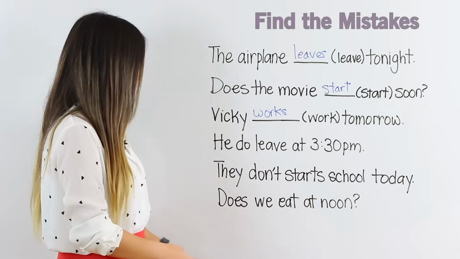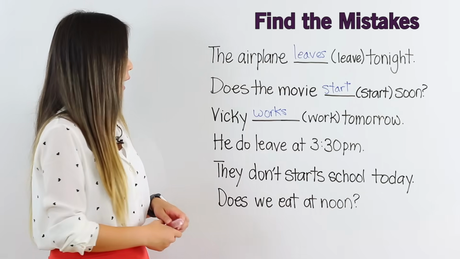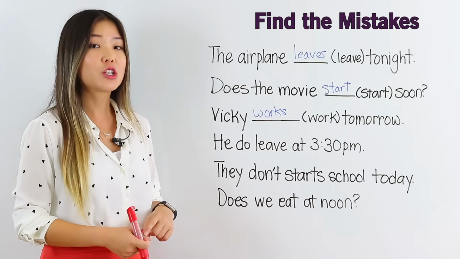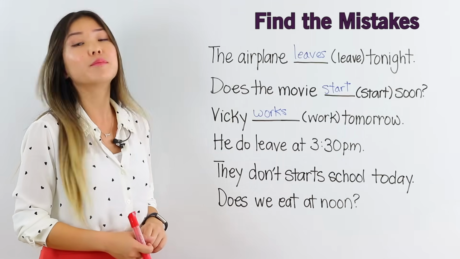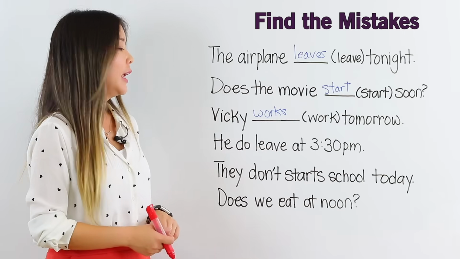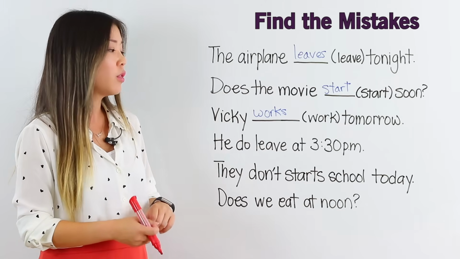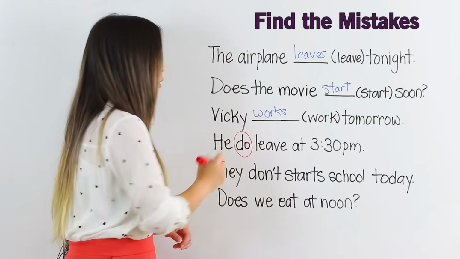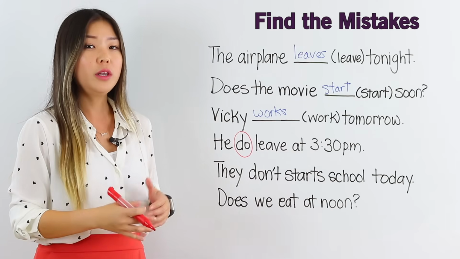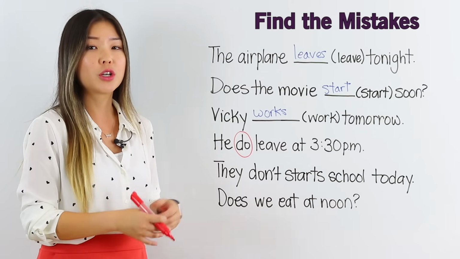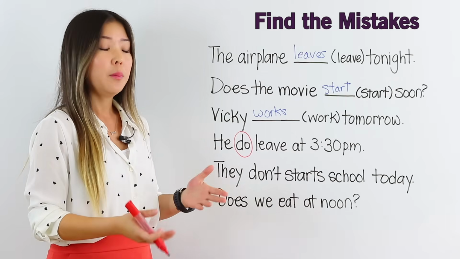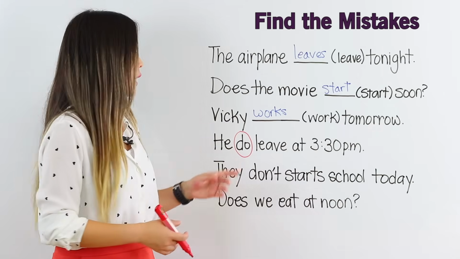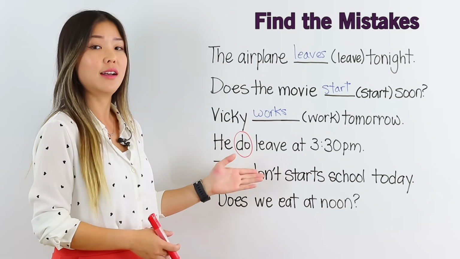Now, let's find the mistakes in the sentence below. He do leave at 3:30 p.m. Actually, there's only one mistake. Can you find it? He do leave at 3:30 p.m. We do not need the do here. We only use do in a question or in the negative form. But also the subject is he, so we would use does. Either way, we don't need this here.